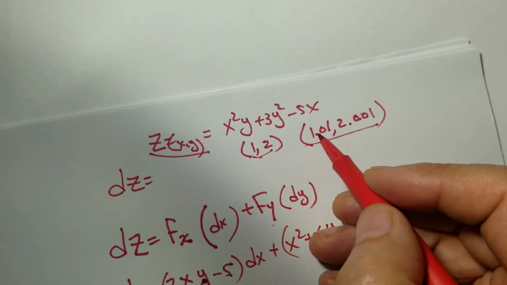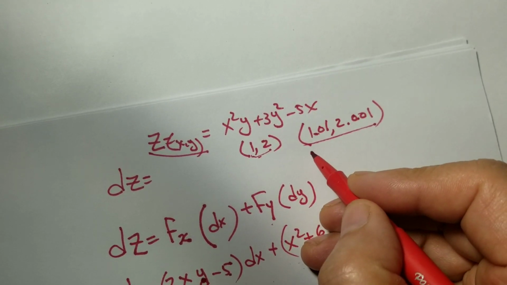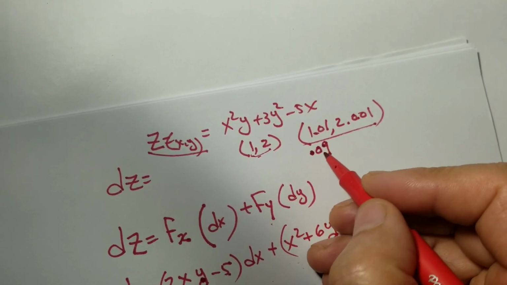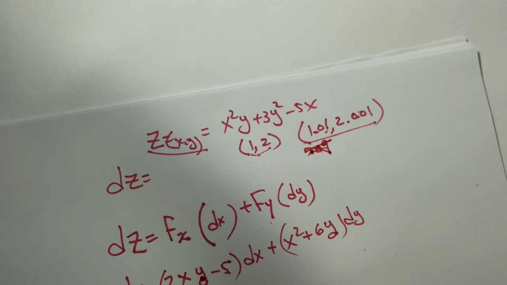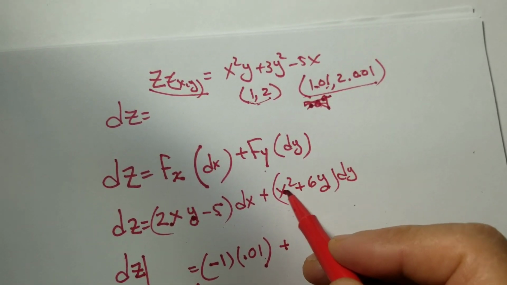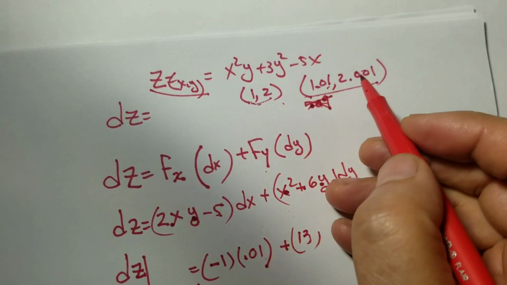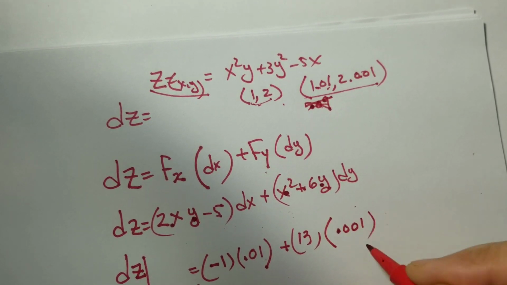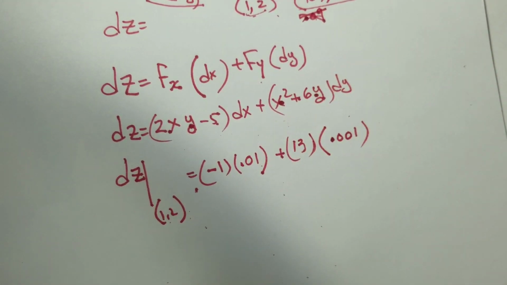What is the change in x? Sometimes it goes down, and you have to put minus. If this one goes to 0.99, your delta x is negative. But in here, your delta x changes by only 0.01. Plus, what is 1 squared plus 6 times 2? It is 13. And how much is your dy? The change in y was 0.001. As long as you are in the neighborhood of 1 and 2, that approximation is very close to the exact.